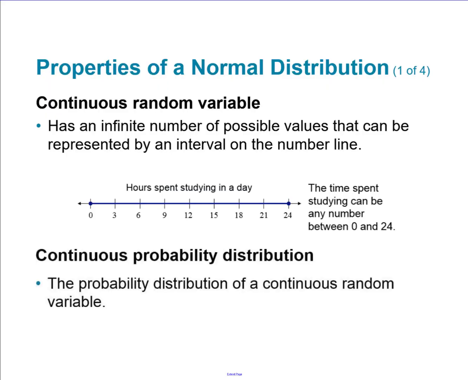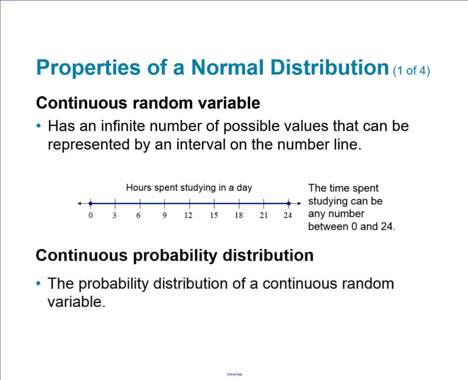So the normal distribution is a continuous random variable. So remember what that means. It means that it has an infinite number of possible values that can be represented by some interval on the number line, right? So an example of a continuous random variable would be something like the hours spent studying in a day. If you think of hours, we're measuring time. Time can take on any value between 0 hours and 24 hours in a day, right? You could have 3.5 hours if you studied for 3 hours, 30 minutes in one day, for example. So you can take on any value on that interval. So that's a continuous random variable.